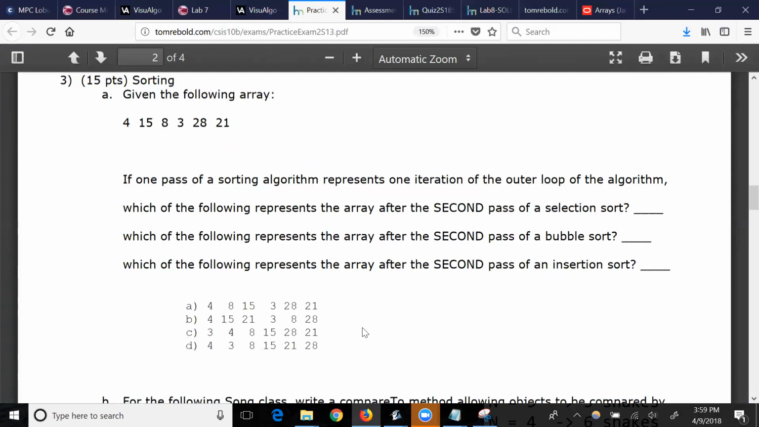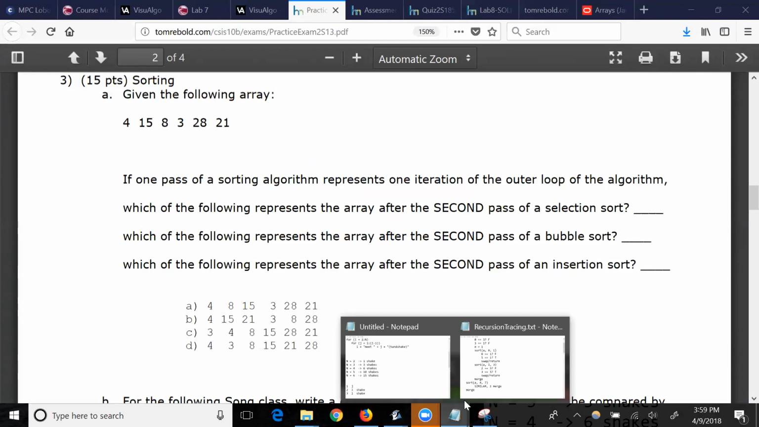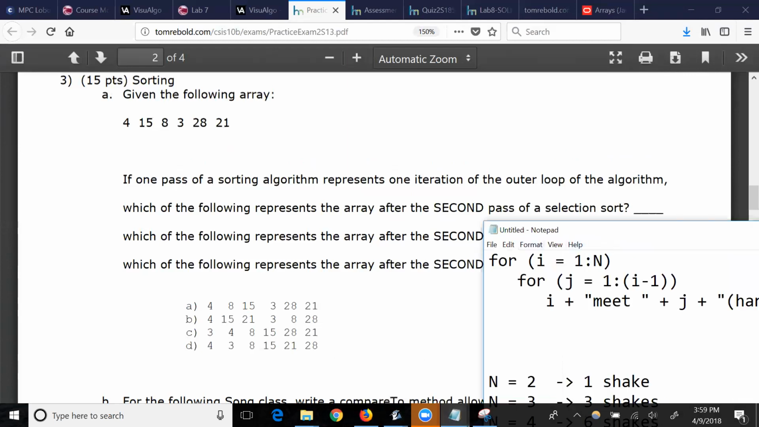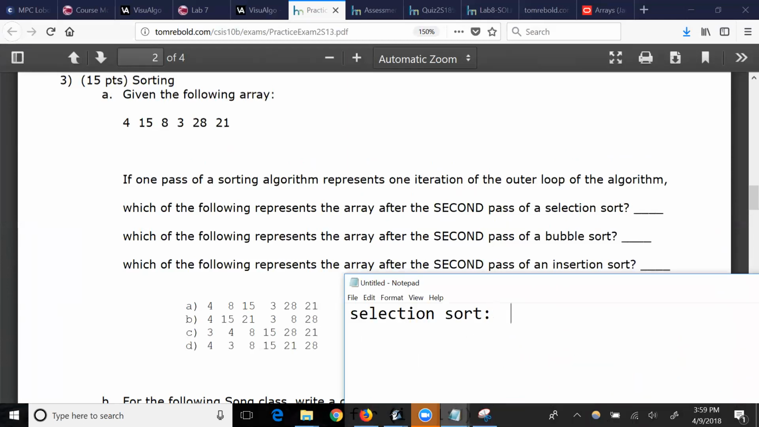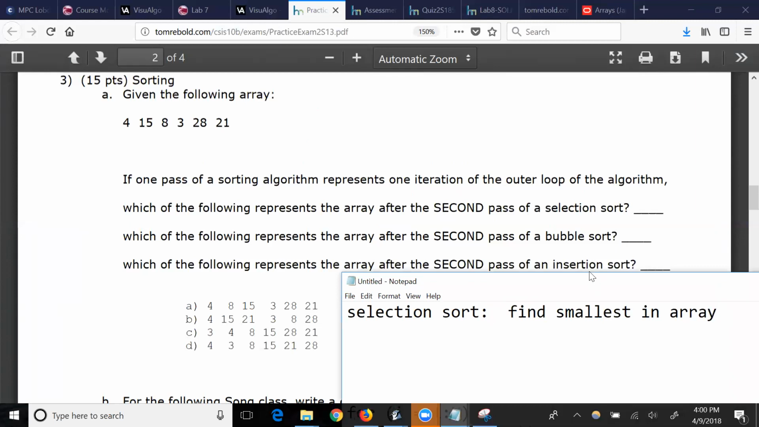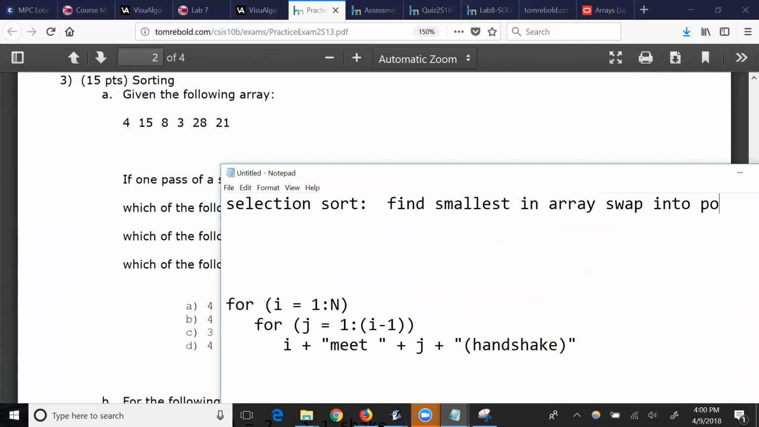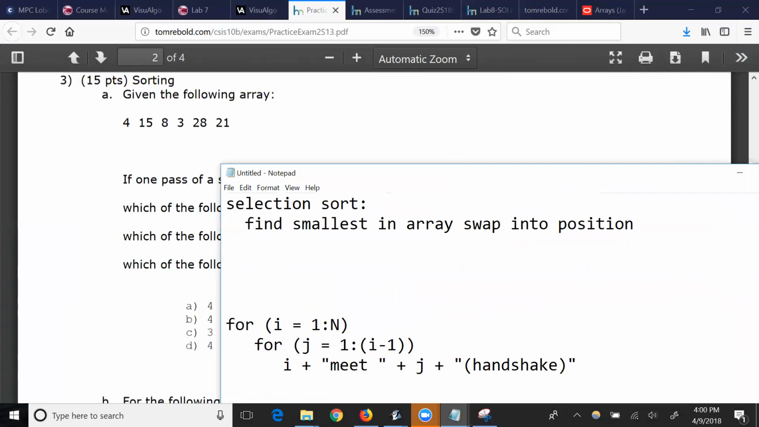Marco, question? Sure. What do you know about how selection sort works? Conceptually, how does selection sort work? So it finds the smallest in the array and swaps it into position, right? At every step, it's finding the smallest in the remaining part of the array and swapping it into position. That's how selection sort works.